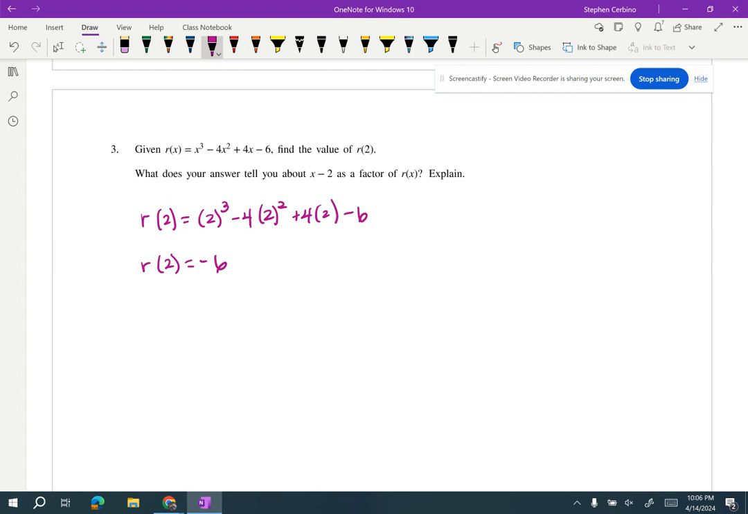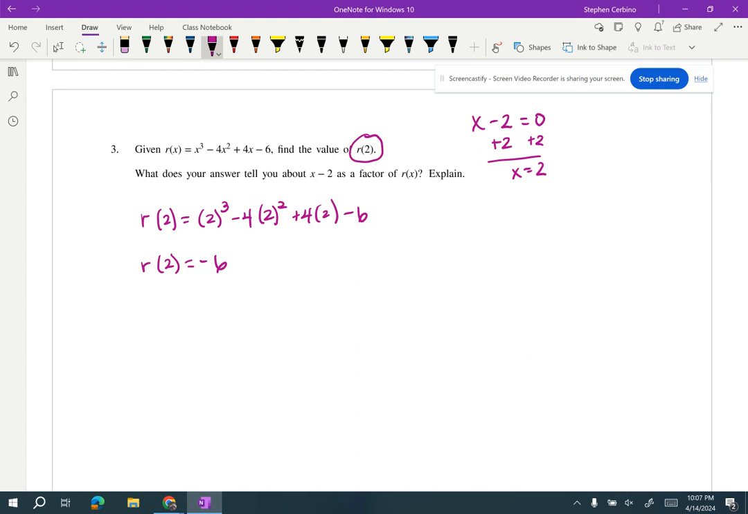Now that was the easy part of this question. The harder part is the second part. So the second part says, what does the answer tell you about x minus 2 as a factor of r of x? Explain. Well, if I'm evaluating 2, that's me saying that if I had x minus 2 as a factor set equal to 0, one of our potential solutions would be 2. That's what the remainder theorem is telling us to plug in to determine if this is or is not truly a factor.